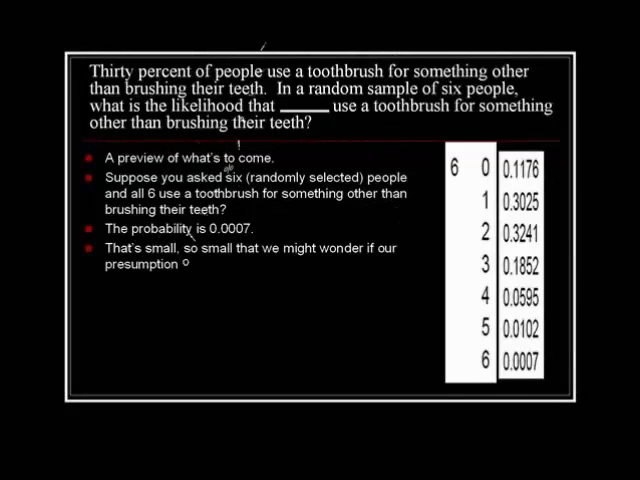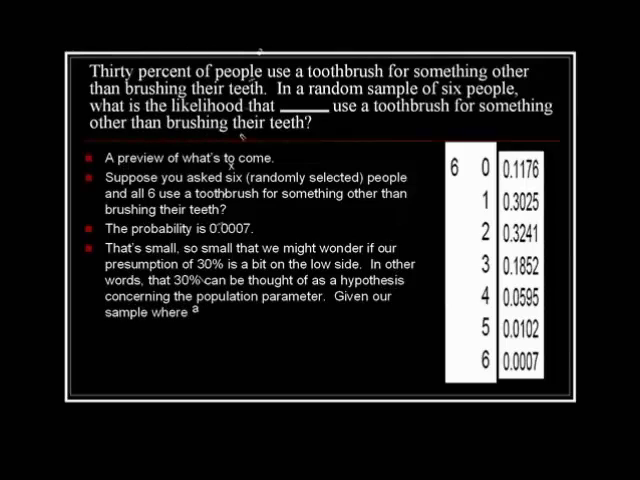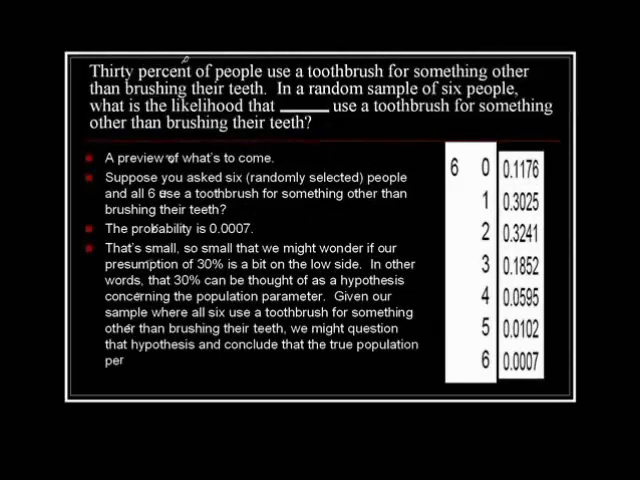That's pretty small. In fact, it's so small that we might question whether or not our original presumption of 30% is true. In fact, if we had 6 out of 6, we might think the probability is a little bit higher than 0.3 in the entire population. So if we think of that 30% as a hypothesis, then we go out and take a sample. All 6 are using a toothbrush. Now we've raised a question about that hypothesis.